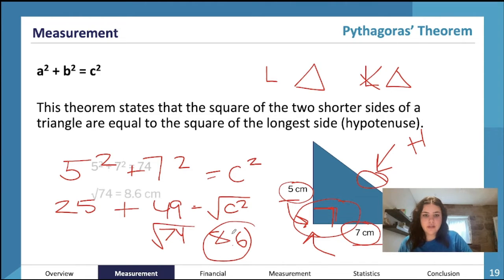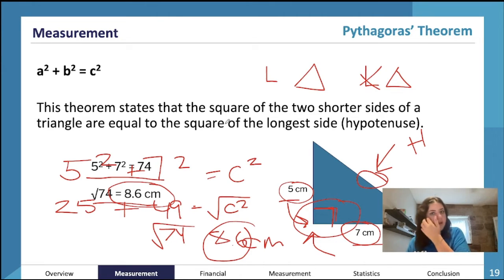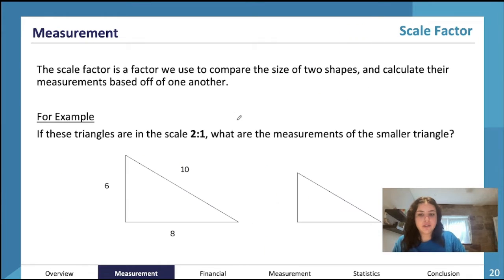So take a look at the answer. There we go. 5 squared plus 7 squared equals 74. 74 square rooted is 8.6 centimeters. Now, I forgot to write centimeters, very important, because then they go, what do you mean, bananas or something like that? You do always have to write the unit. It's a very, very important part of the equation.